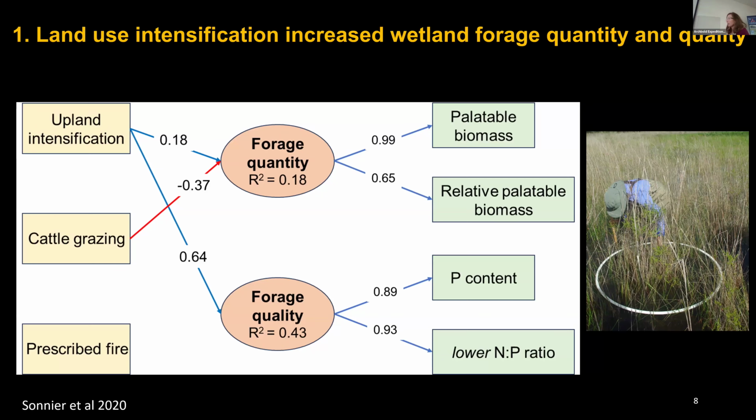Okay, so now going into several result slides, these all kind of look the same. So you'll see the latent variable here. This forage quantity service is indicated by 2 indicator values, palatable biomass and relative palatable biomass. And blue lines represent a positive correlation, and red lines indicate a negative effect.